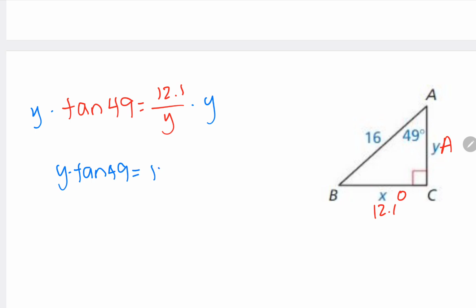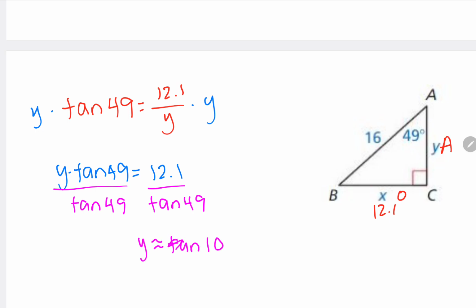It won't always be immediately obvious which way is easier, but you'll get better and better at it. Oh, I like that color. Divide by tangent of 49. And I didn't do it this way on my paper. It should be close. 12.1 divided by tangent of 49. I get about 10.5 for y. And if I would have done it the other way using cosine, I also get 10.5. So that worked. Came out nicely.